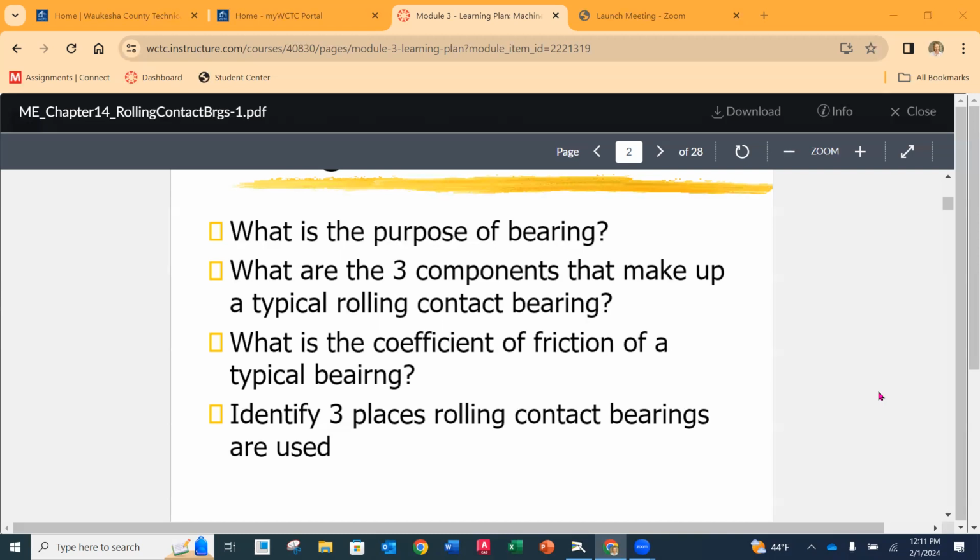To do what? Reduce rolling resistance, right? When we have relative motion of one thing to the other where they're spinning in relationship to each other, to reduce that. Yes, absolutely, the resistance. Yeah. What else is the purpose of a bearing?